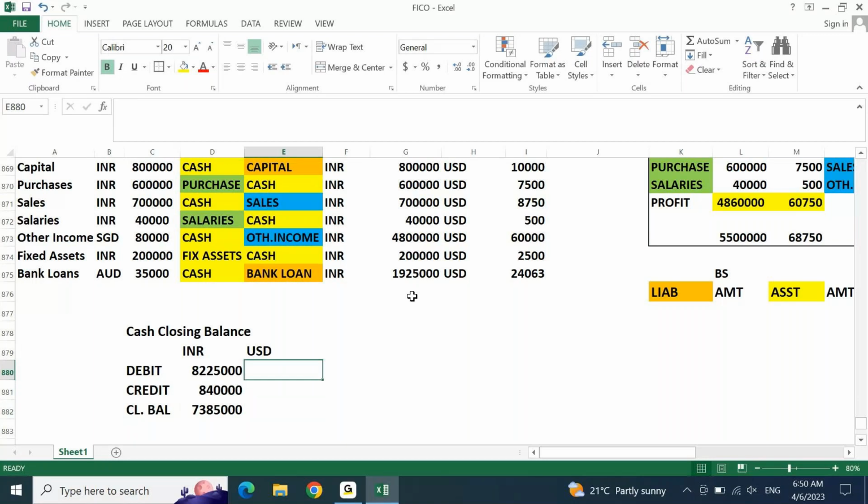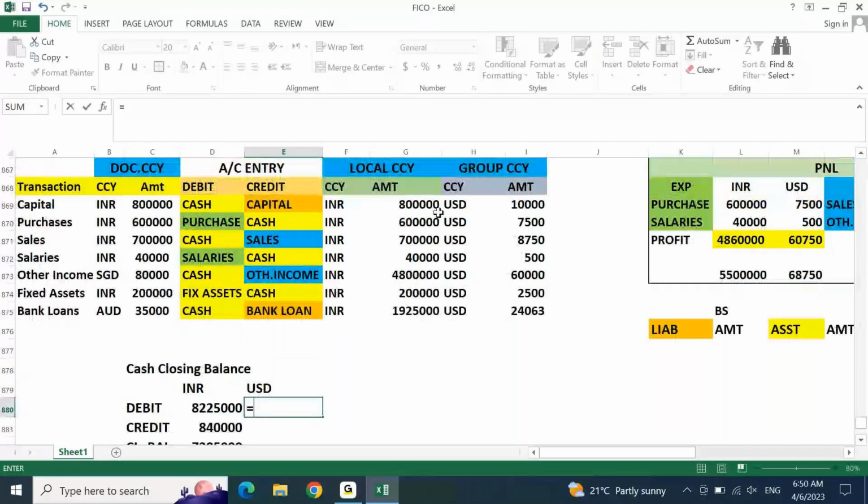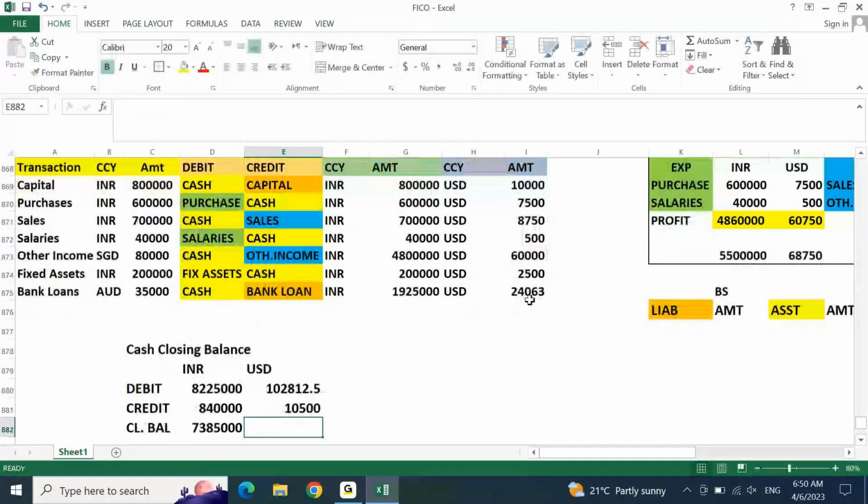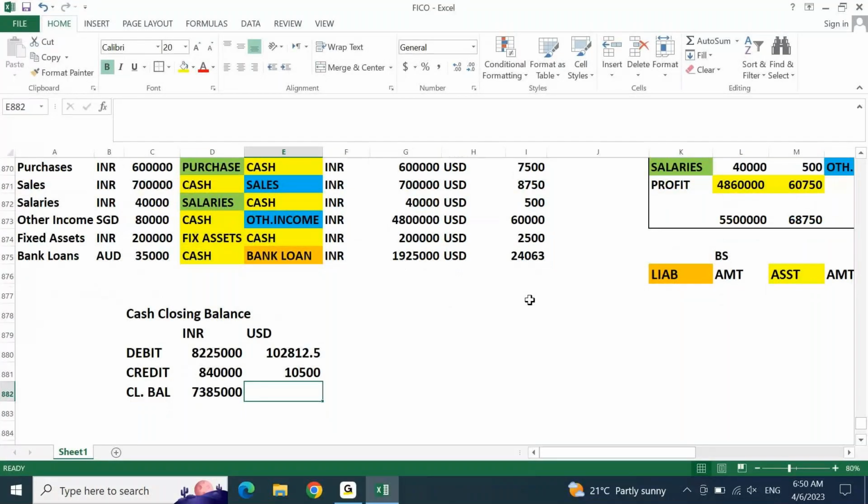Similarly, we have to find out dollars in closing. So for dollars, this. Are you clear what I'm doing? Everybody able to understand how we are calculating this number. I am calculating credit side, this plus this plus this. Now if I find out my closing cash in dollars, it is this number.